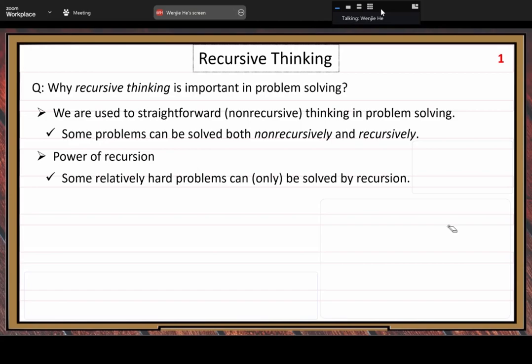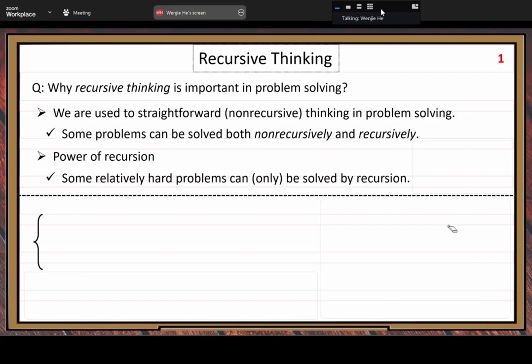Some relatively hard problems can only be solved by recursion, arguably, because our textbook said all problems can be solved using a non-recursive algorithm. But it is extremely hard, and we don't know how to solve it. Theoretically, it could be solved the non-recursive way, but it is extremely complicated, so we don't want to take that approach. In that situation, we want to use recursion to solve it.